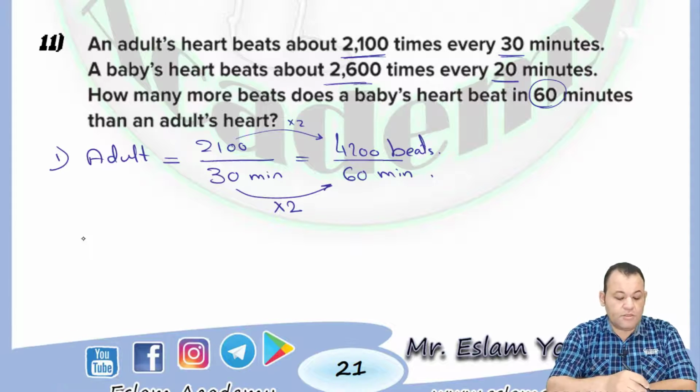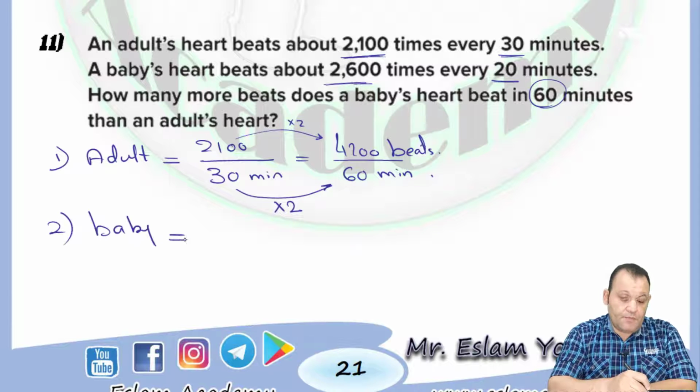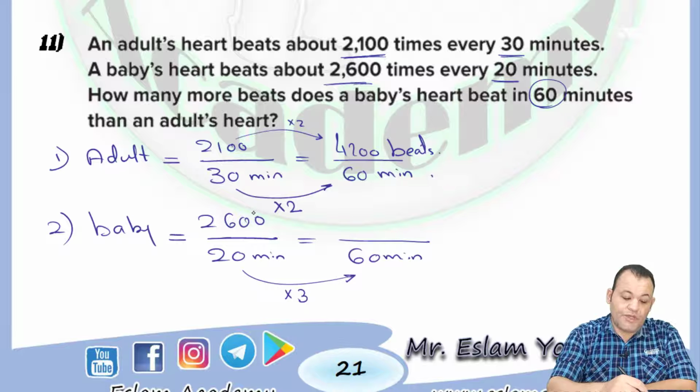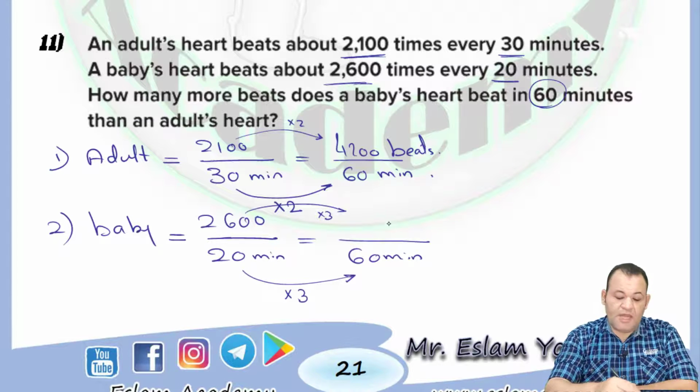That's for the adult. Now for the baby, you'll find that we have 2,600. That's for 20 minutes. But we need to find in 60 minutes. So look at the fraction, 20 becomes 60. That happens only if you multiply it by 3. So we need to multiply here also by 3. 2,600 multiplied by 3 will equal 7,800 beats.